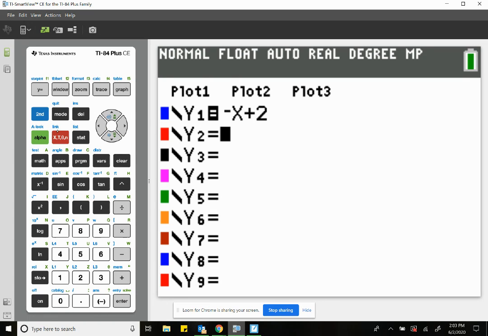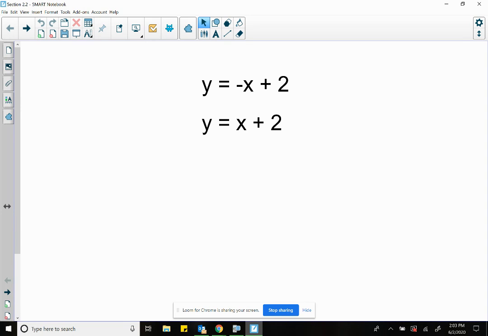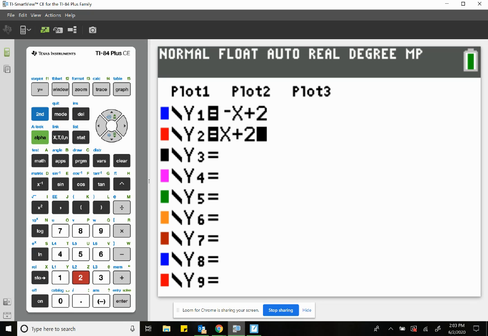And then the other one was x plus 2. Let me double check on that. Yeah, there we go. Again, all I did was push y equals, and then I put in my two equations. Your x variable is right over here by alpha. It's right next to it. That's your x.